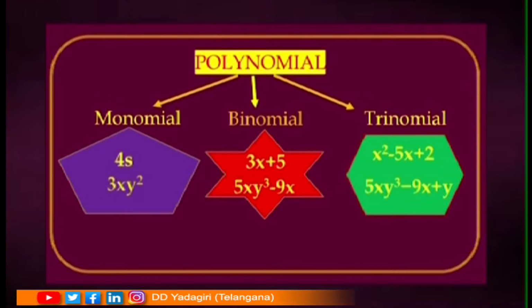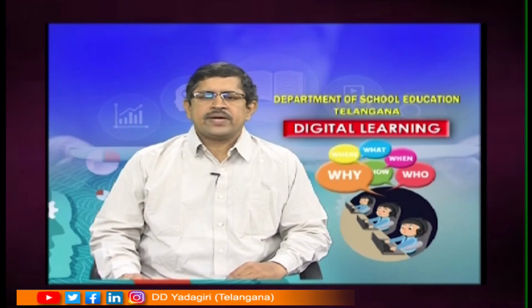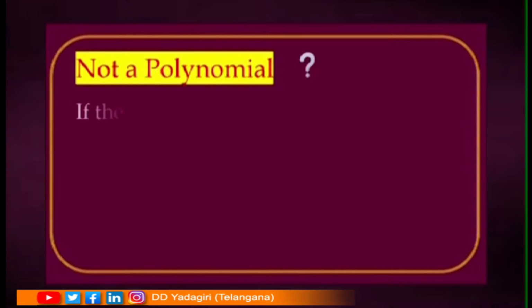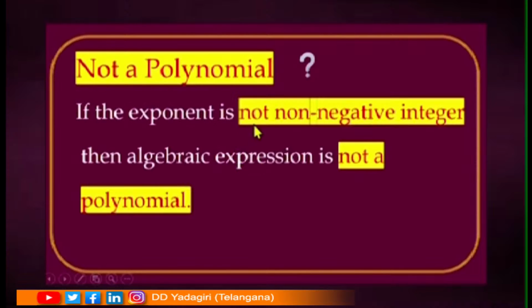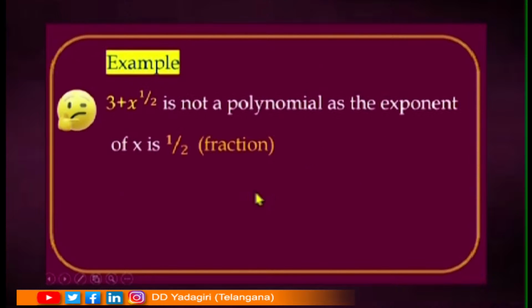So you can have polynomials of more than 3 terms. You can call it a polynomial of that particular degree. When can you say an algebraic expression is not a polynomial? If the exponent is not non-negative, then the algebraic expression is not a polynomial. So if you take the algebraic expression 3 plus x to the power 1 by 2, this is not a polynomial because you have the power as 1 by 2.